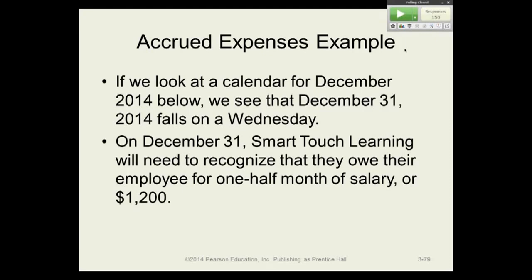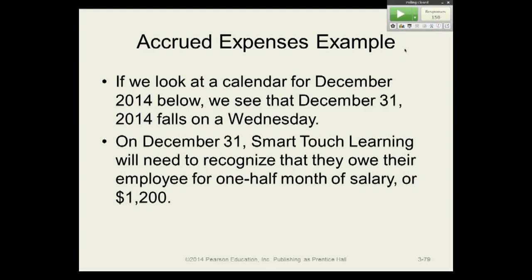But the question is, when was that salary earned, and when did you incur the expense? That's the question. You incurred that expense over this 15-day period. So in here, you have an accrued expense of $1,200. So you have an accrued expense of $1,200. That's when the service took place. So over that timeline, somebody worked for you for 15 days, and you owe them that salary.